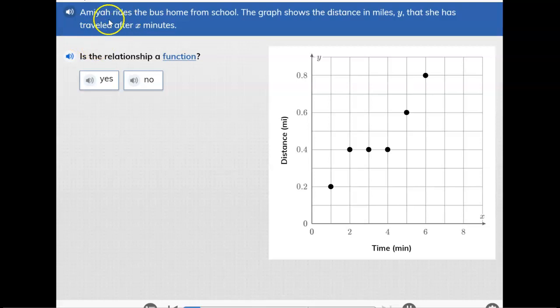So this question says, am I riding the bus home from school? The graph shows the distance in miles, y, that she has to travel after x minutes. So x is the input and y is the output. You input time, you get output distance.